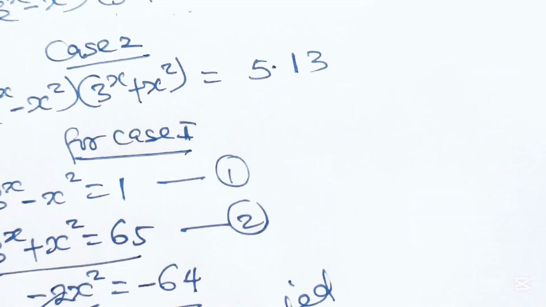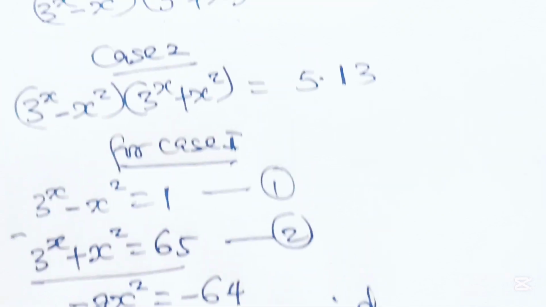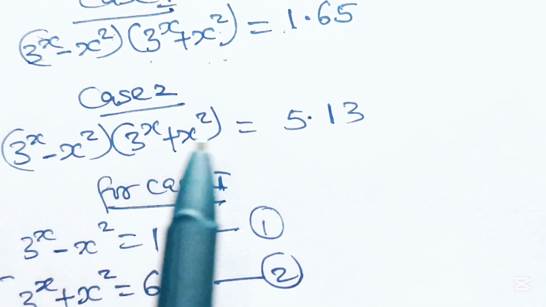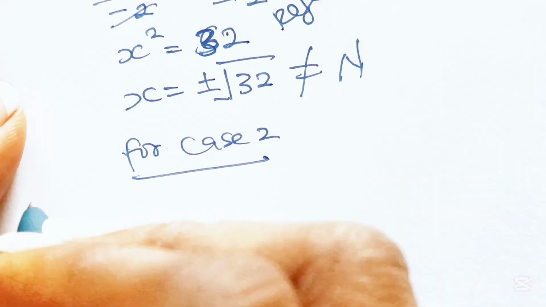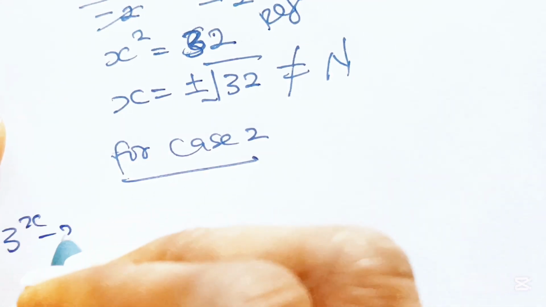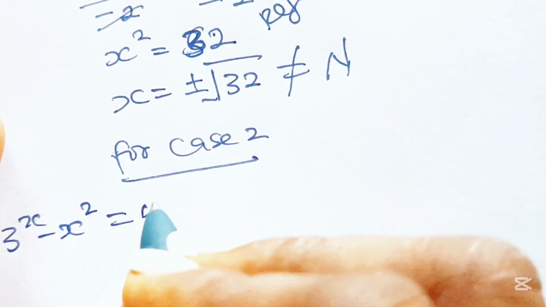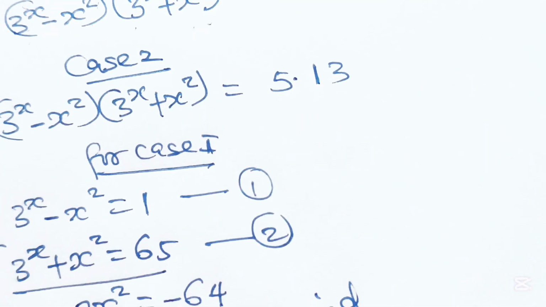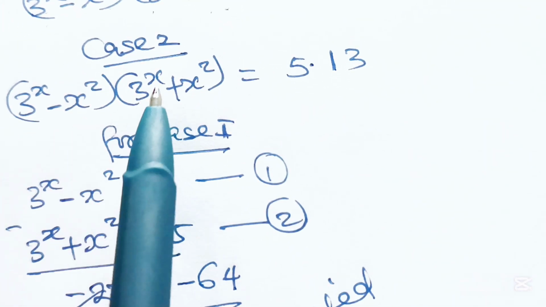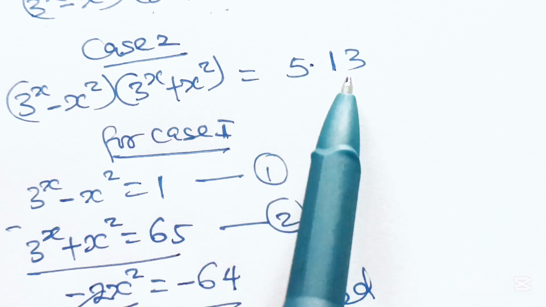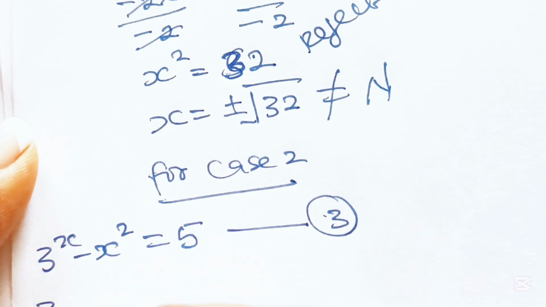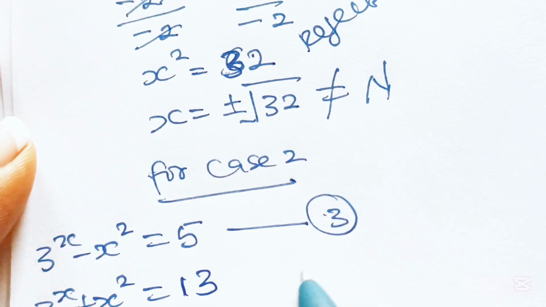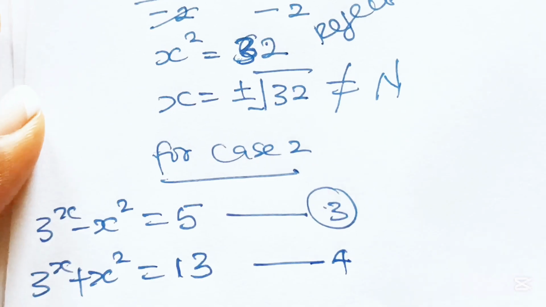So for case 2, this is our case 2. We can see that 3 to the power of x minus x squared is equal to 5. So let's write that 3 to the power of x minus x squared is equal to 5. Let's call this equation 3. And then 3 to the power of x plus x squared is equal to 13, right? So 3 to the power of x plus x squared is equal to 13. And this is equation 4.